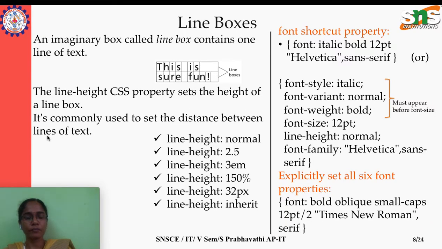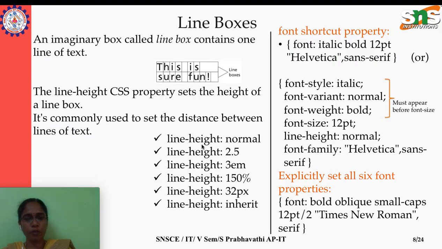Moving on to line boxes. A line box is nothing but an imaginary box. Take a paragraph element as an example, a paragraph that runs two or three lines. An imaginary box will be drawn for each and every line. After that, we can change the distance between the two lines using the CSS property called line height. Line height is normally used to set the distance between the lines of text.